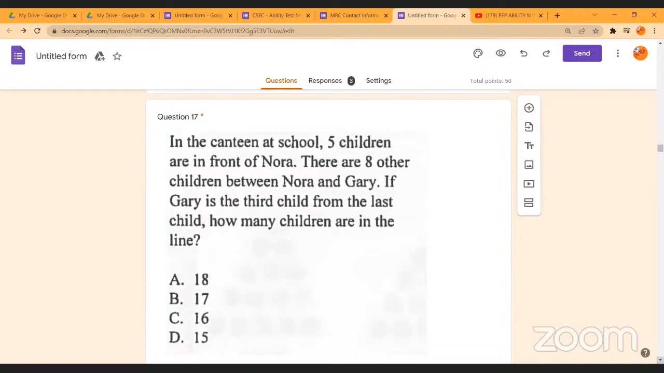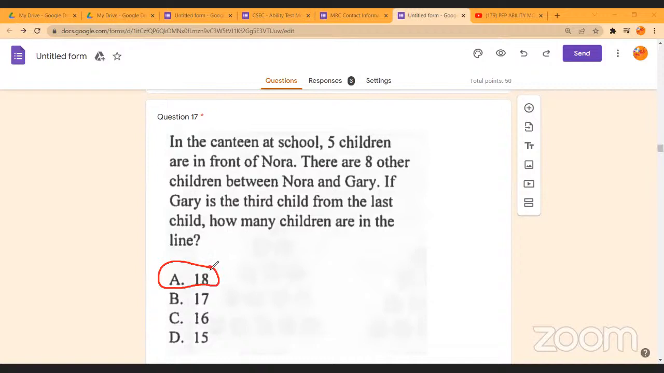Miss, 18. 18. All right. So now you're going to tell me how you got your answer. Let's work it out together. So you say your answer is 18. How did you get your 18?